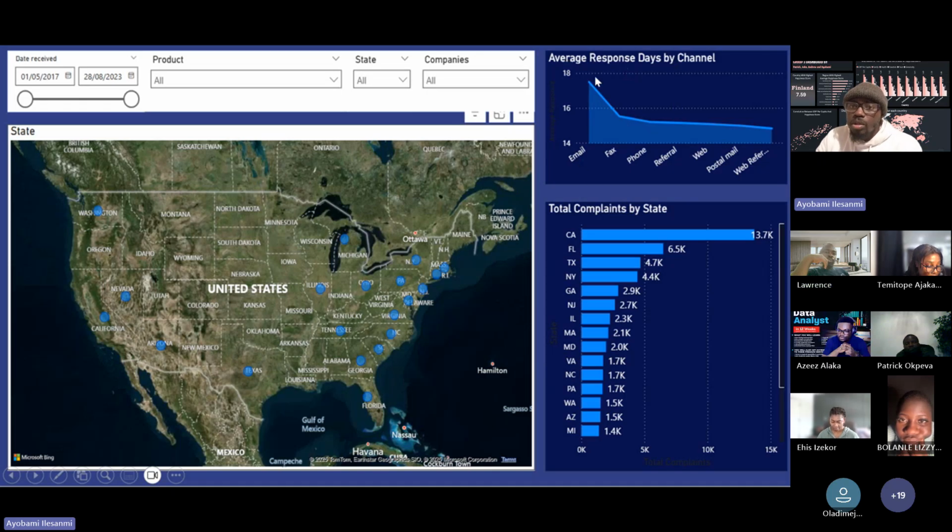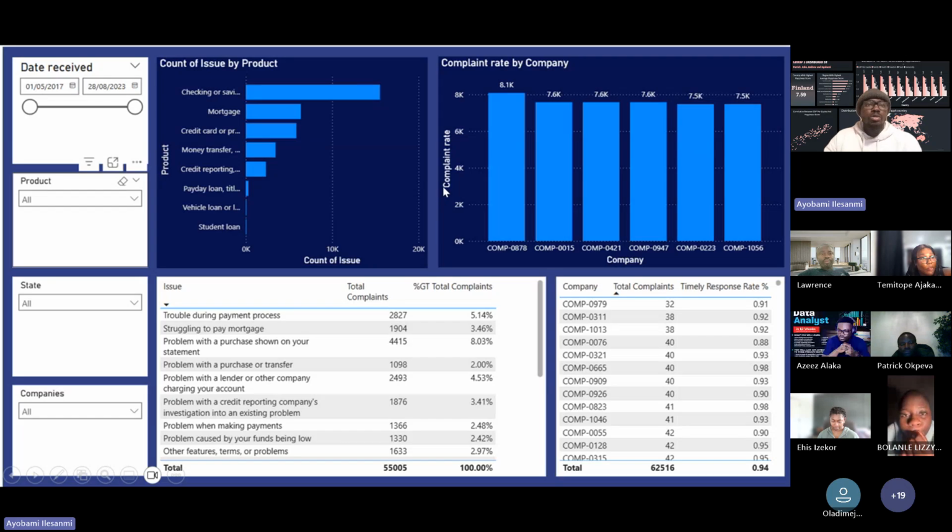Email is the channel that people use most to submit complaints, followed by fax, phone, referral, web, postal mail, and the last one being web referral. Moving on to the next one, we have a count of issue by product, with checking or saving account as the most.